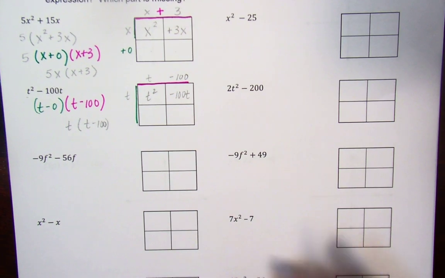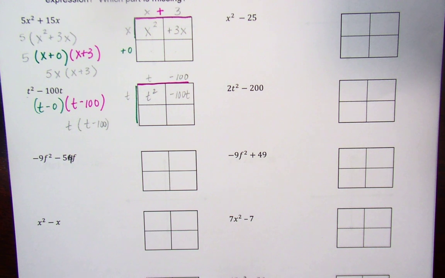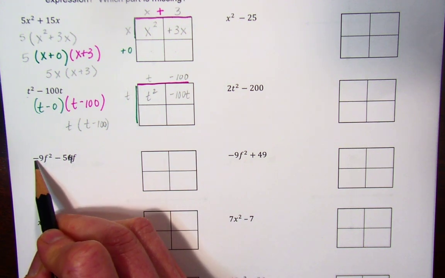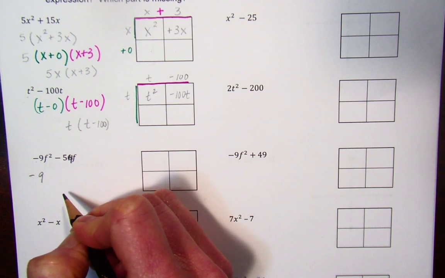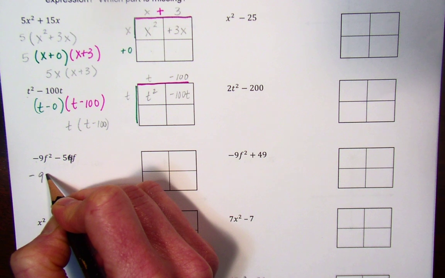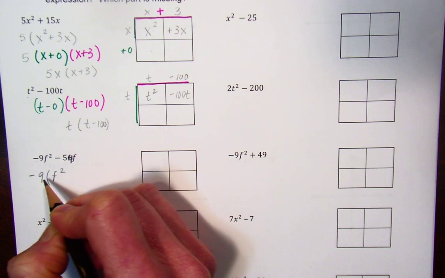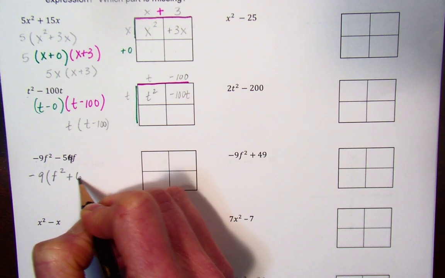One more example. This is supposed to be a 54, not a 56. Sorry about that typo. Is there a GCF here between these two? Yes, and it's got to be negative because this first term is negative. So negative 9 is my GCF. And then if I divide that out of this term, I'm left with f squared. And if I divide negative 9 out of negative 54, I'm left with positive 6f.